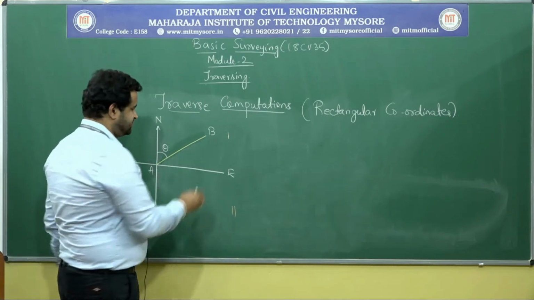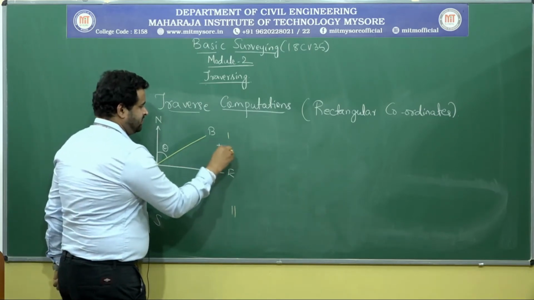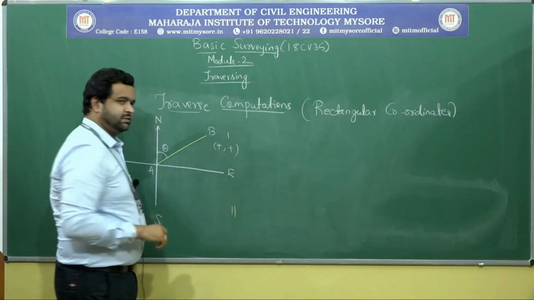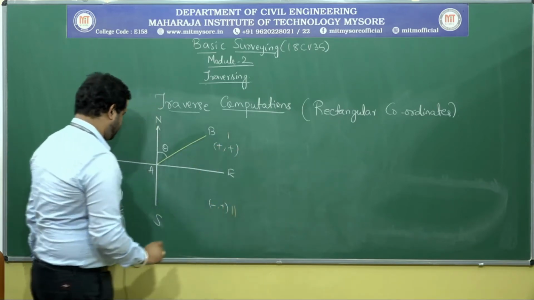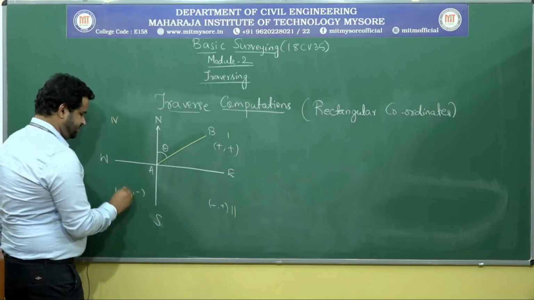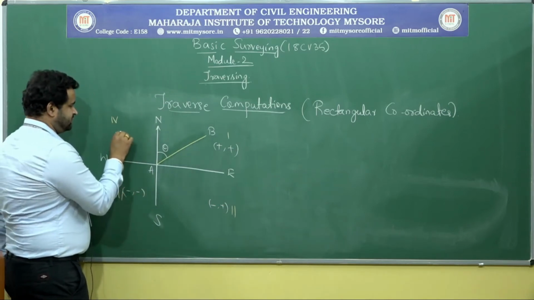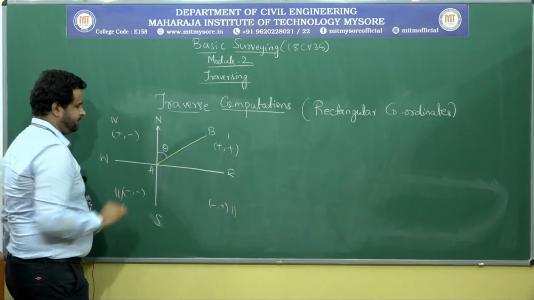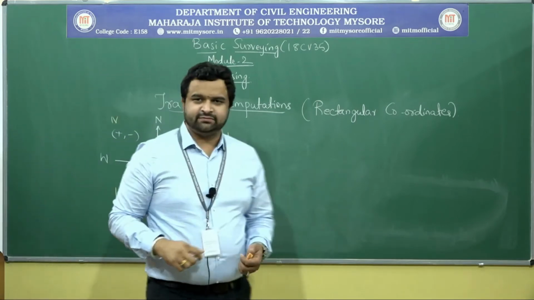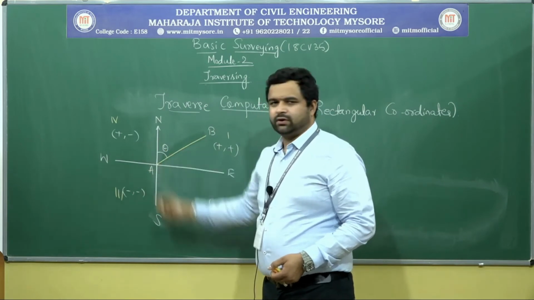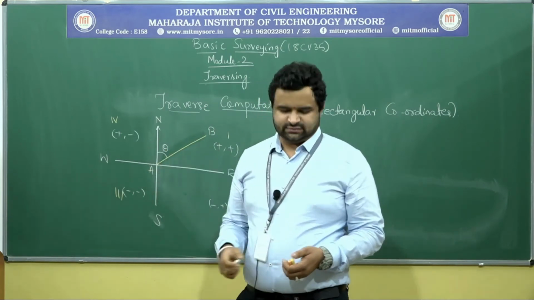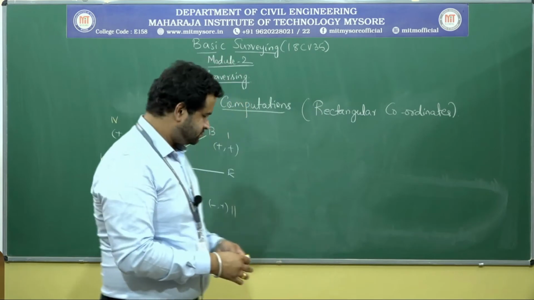Here the sign conventions are: in the first quadrant it is plus and plus, in the second quadrant it is minus and plus, in the third quadrant it is minus and minus, in the fourth quadrant it is plus and minus. Okay. So, if the same survey line is plotted in the second quadrant, third quadrant, fourth quadrant, how to express the traverse? Okay, let us understand.